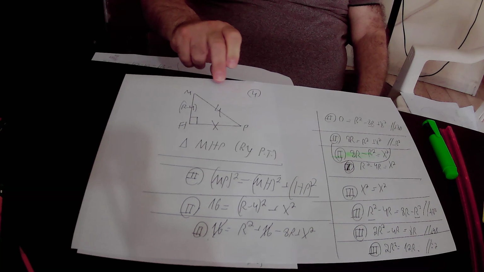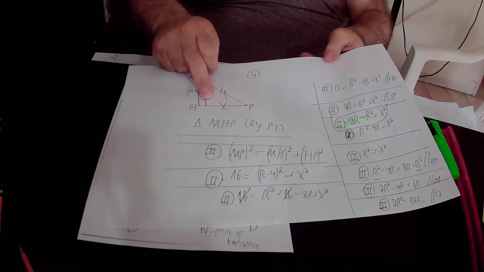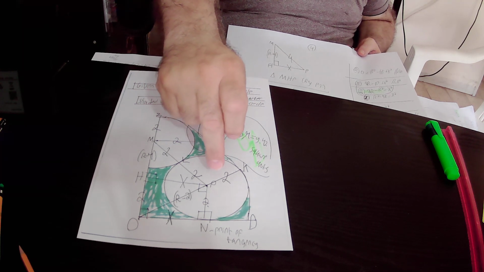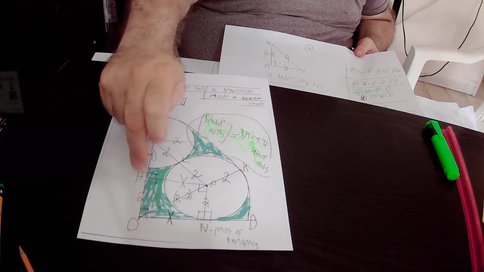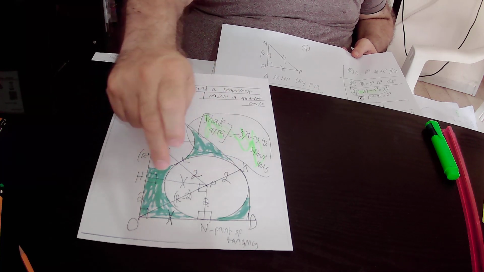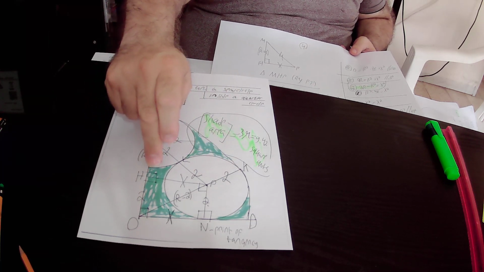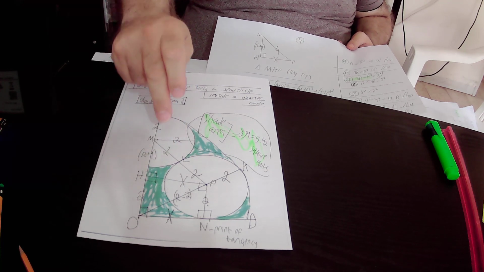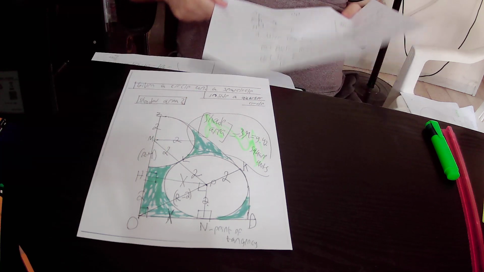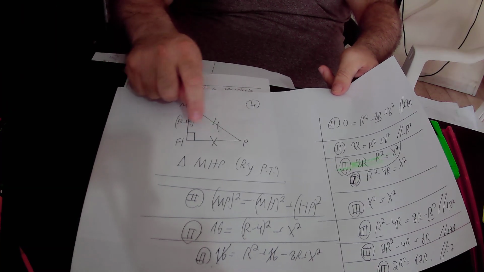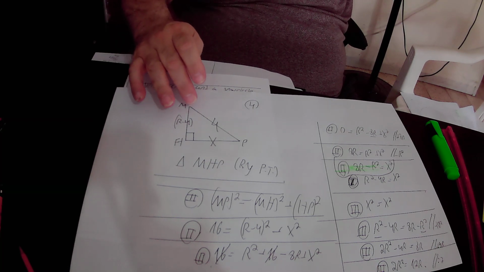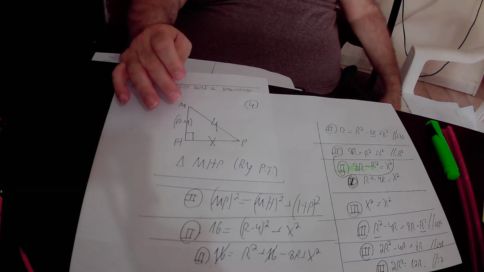The reason that this angle equals 90 degrees is because, according to our construction, from point B we drew a perpendicular on MO. So according to our construction, this angle equals 90 degrees and this angle also equals 90 degrees. Therefore, angle MHP equals 90 degrees. Therefore, triangle MHP is a right triangle, so we can implement the Pythagoras theorem on triangle MHP.